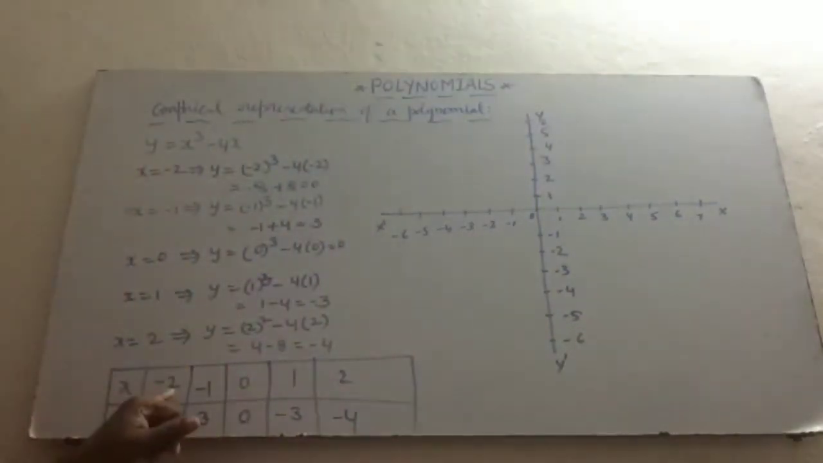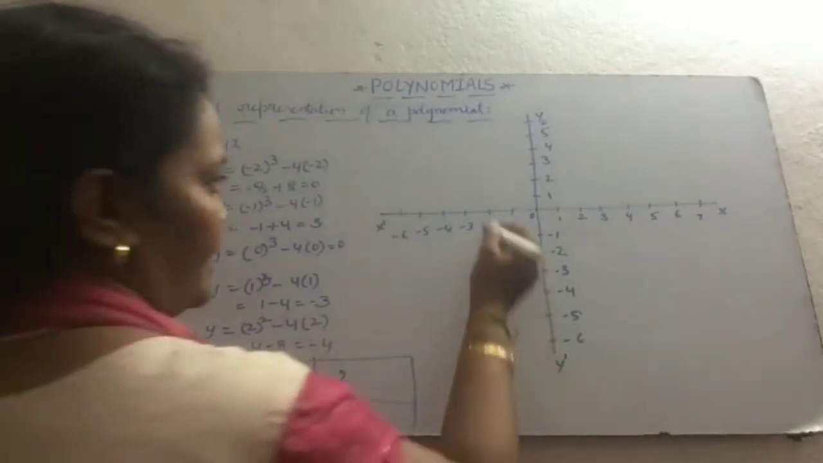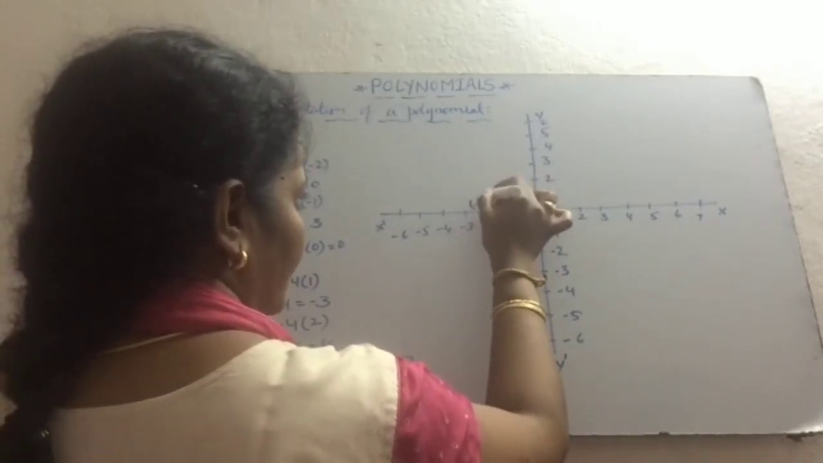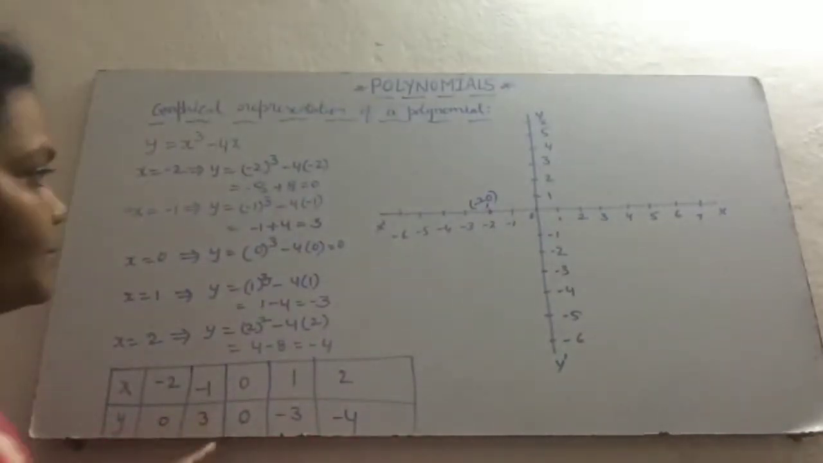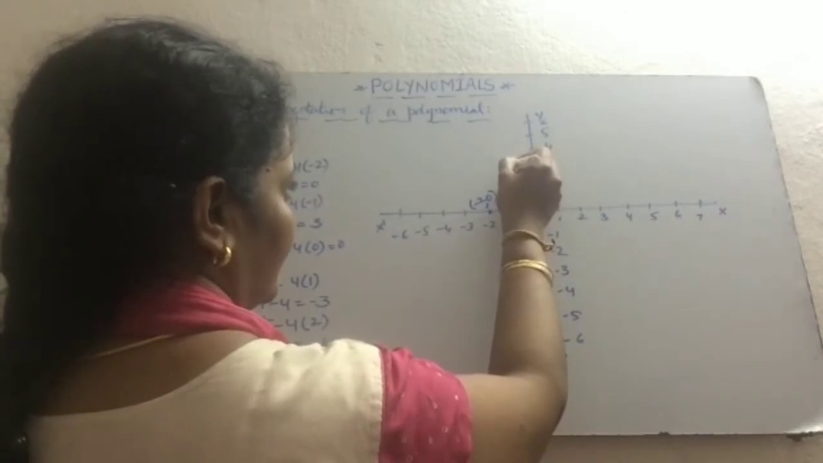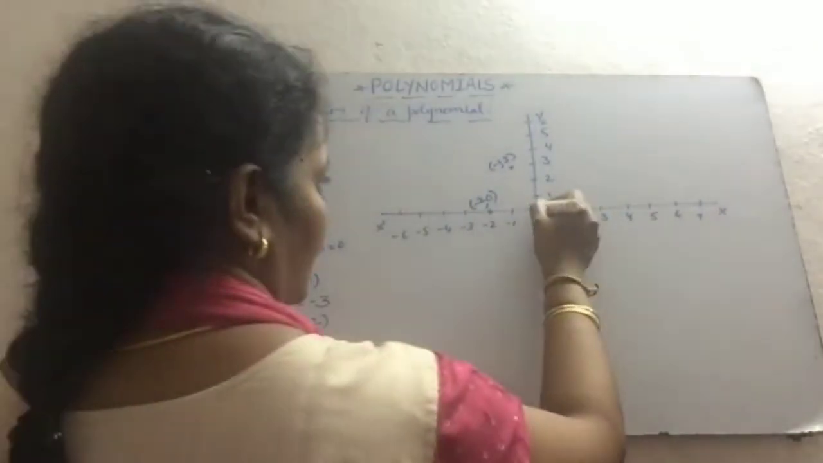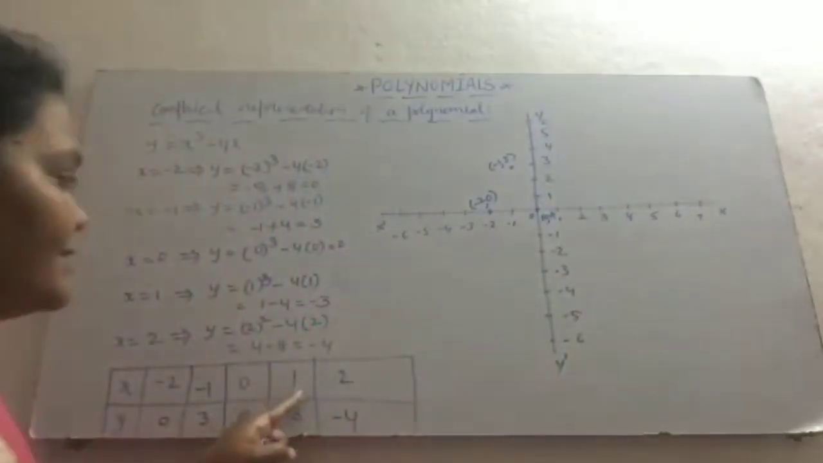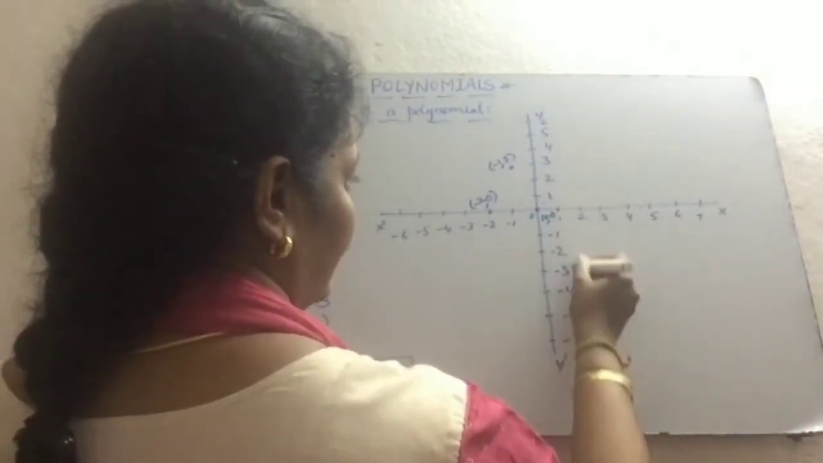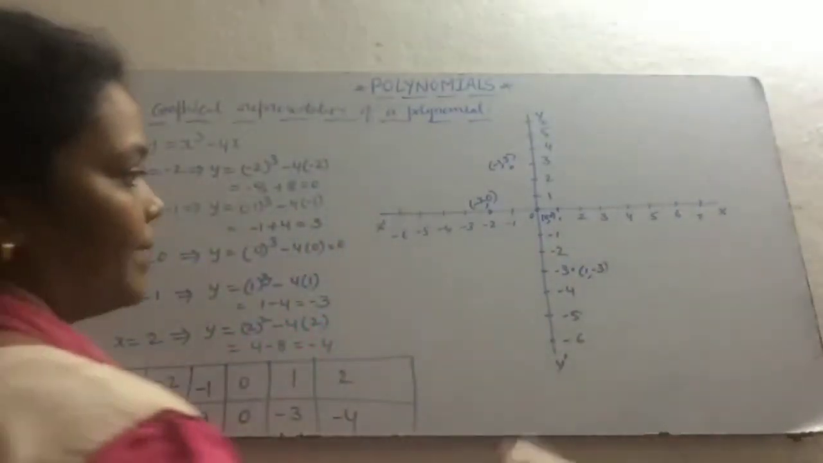Now take the values. Minus 2 comma 0. Here x is minus 2 and y is 0. Here minus 2 comma 0. And next minus 1 comma 3. Minus 1 and 3 is here. So minus 1 comma 3. And next 0 comma 0. Here 0 comma 0. And next 1 comma minus 3. So here 1 and minus 3 is here. 1 comma minus 3. And next 2 comma minus 4.